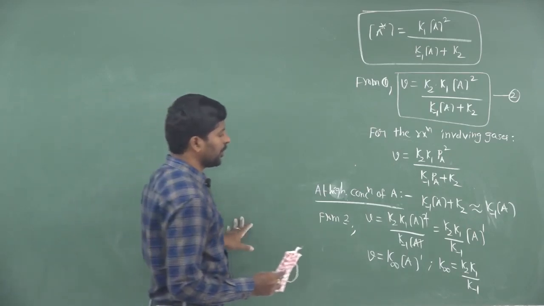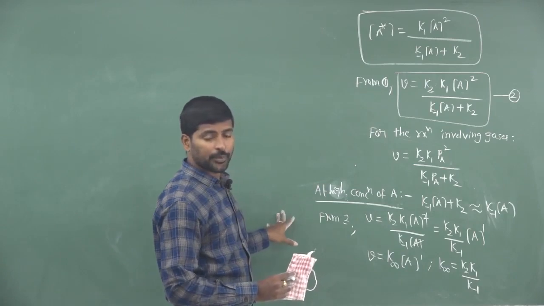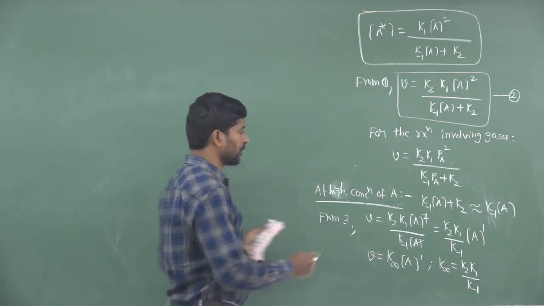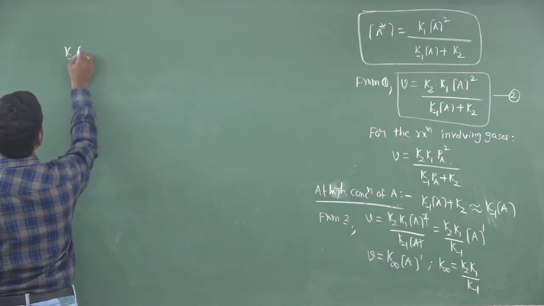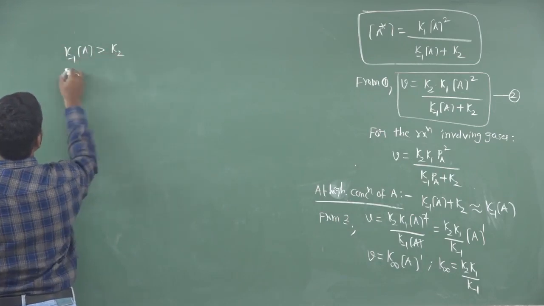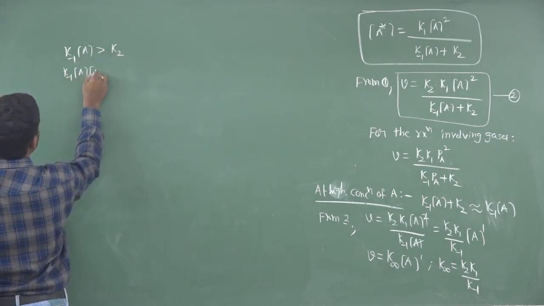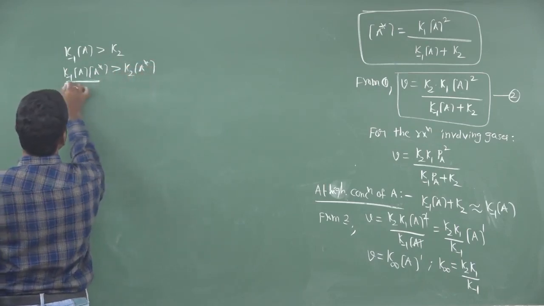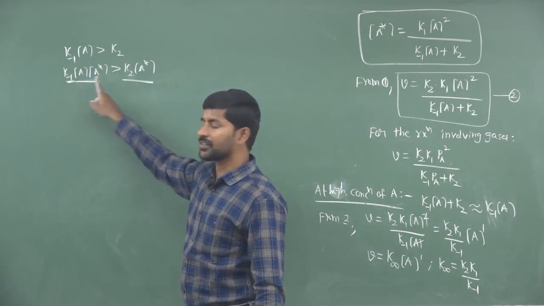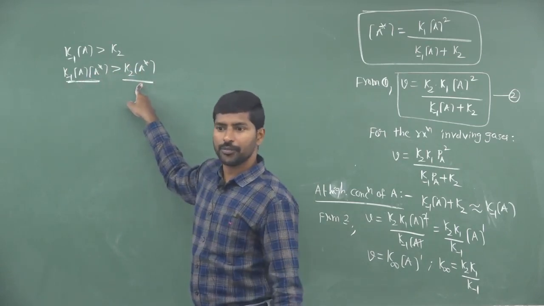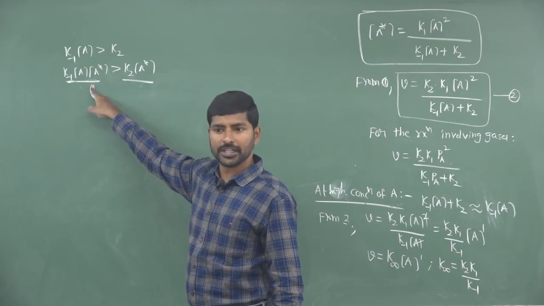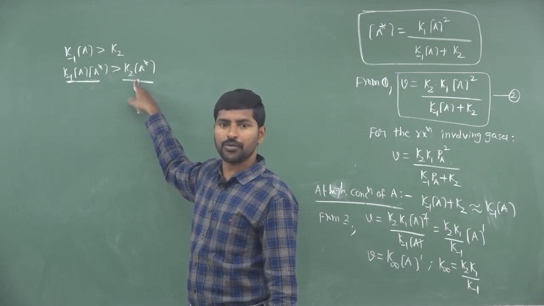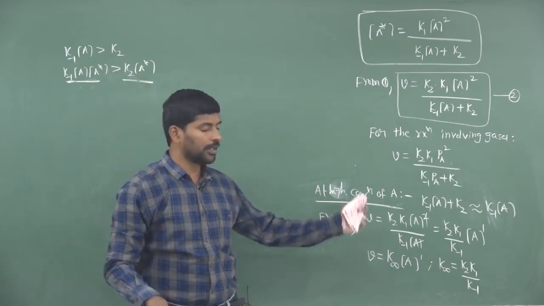And now which step is dominating here? Rate of product formation or rate of deactivation step? Rate of deactivation step. See here K minus 1 into A is dominating over K2. So if K minus 1 into A, on both sides I am multiplying with A star, this is nothing but rate of deactivation step. This is nothing but rate of product formation step. So if rate of deactivation step is more compared to rate of product formation, then unimolecular reactions follow first order kinetics.